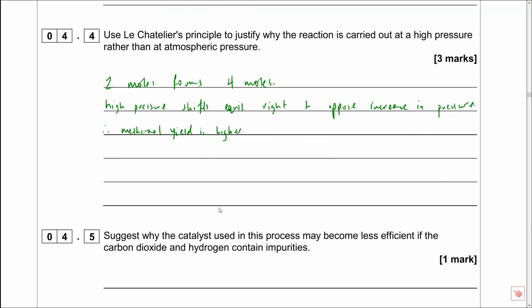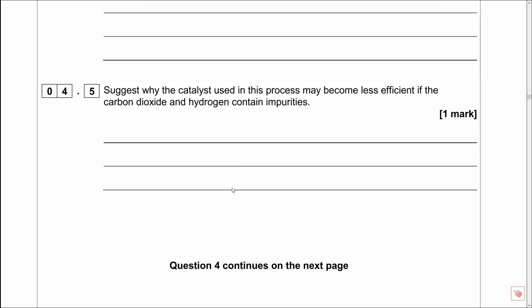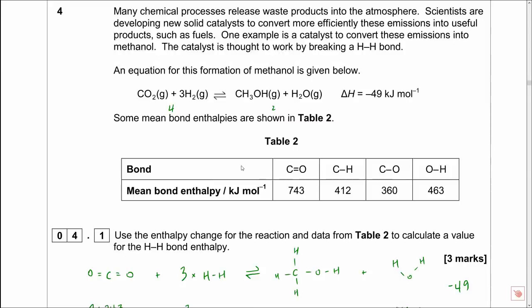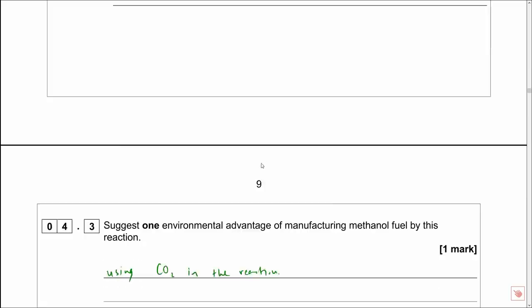So it's a classic sort of year 1 equilibrium question, tying into year 2 with Kp and things. Suggest why the catalyst used in this process may become less efficient if the carbon dioxide and hydrogen contain impurities. So it's a nice suggest question. I don't think it gives you much detail back here. It's a catalyst to convert these emissions.